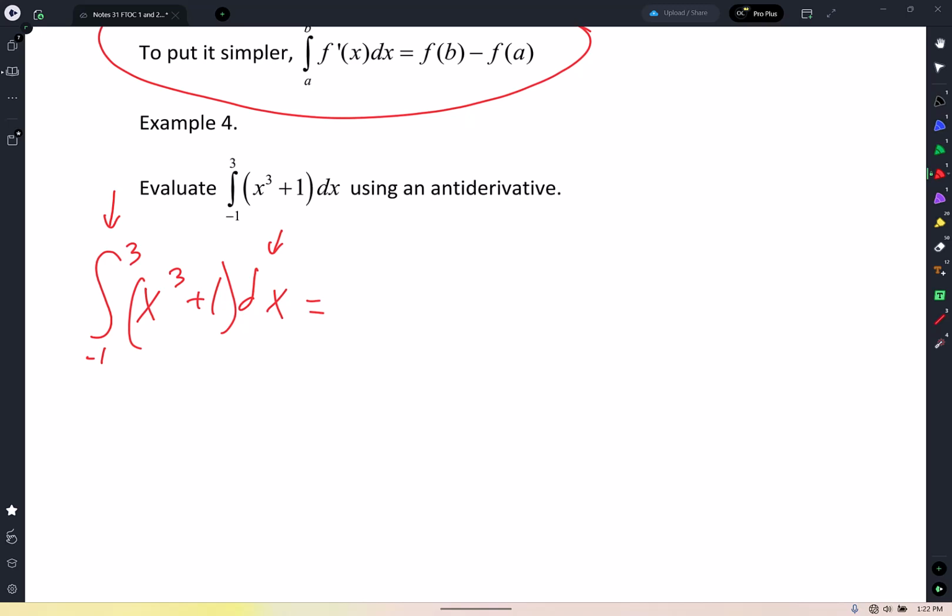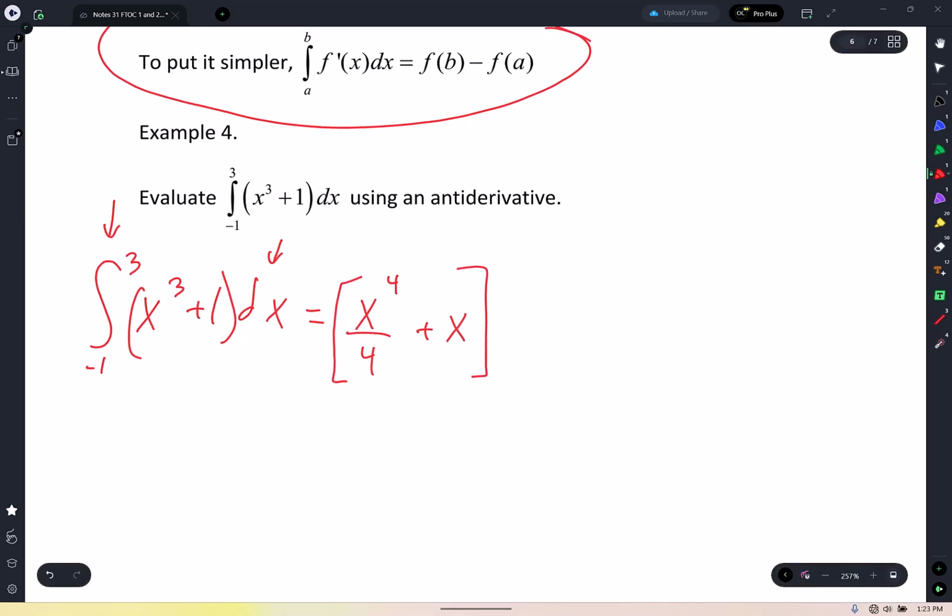Antiderivative, guys. Just go backwards. You've done it before. Add 1. X to the 4 divided by 4 plus what's the antiderivative of x? Just x. Did I say antiderivative of x? Antiderivative of 1. Sorry. Yeah, 2 terms. Antiderivative of 1 is just x.